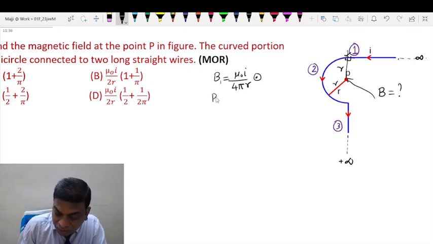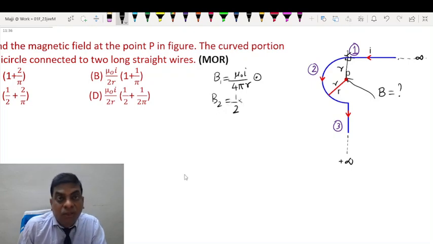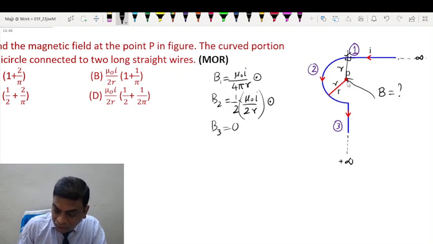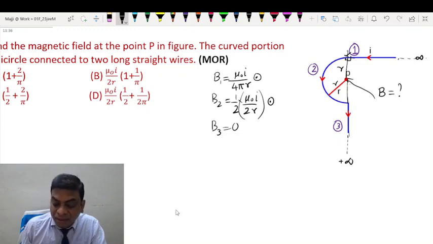Then B2 is the magnetic field due to a semicircular wire. So it is half that due to a complete coil. For a complete coil it is mu 0 I by 2r. Okay, and this is also directed along the outward normal. And you can see B3 will be 0 because after all the point lies on the axis. When the point lies on the axis of the wire, B is 0.